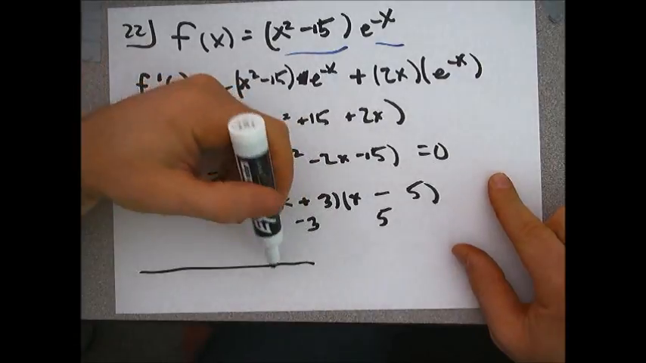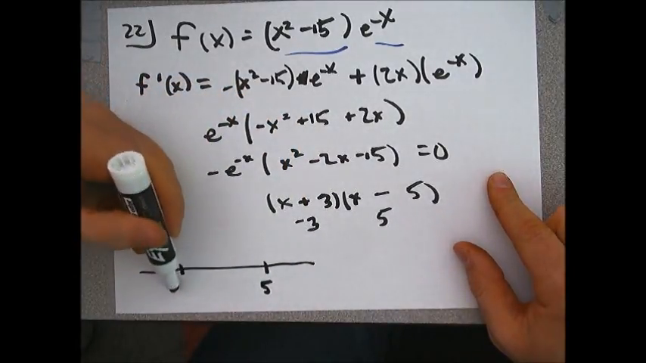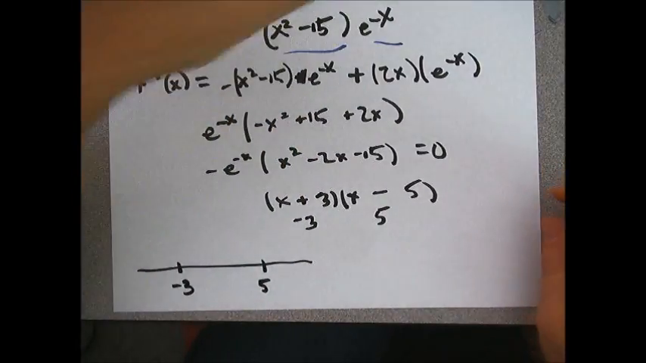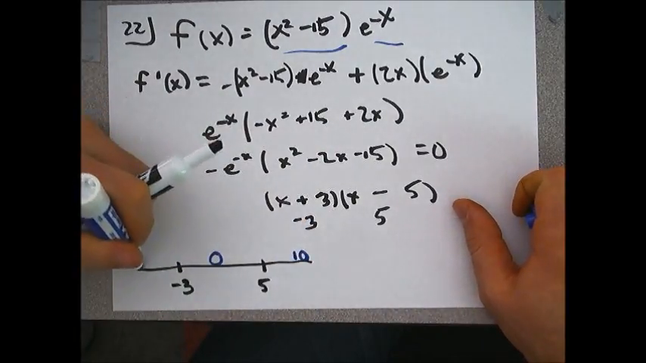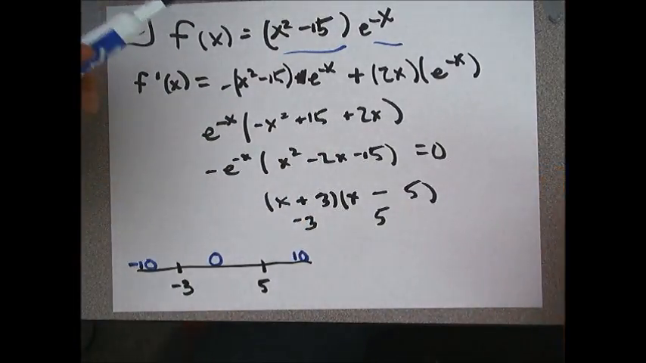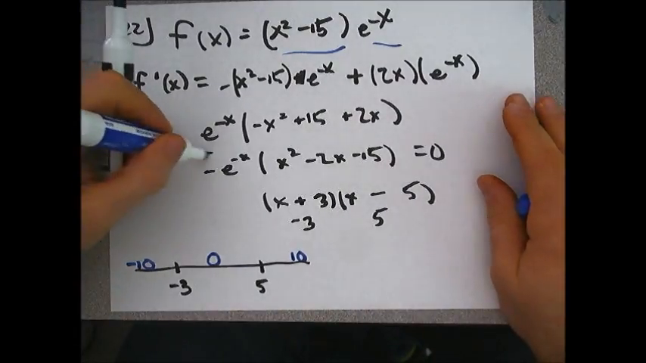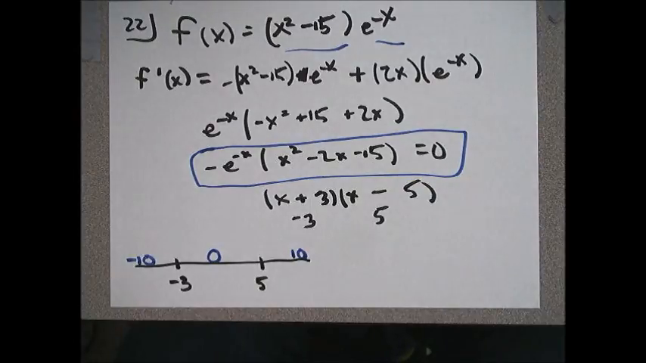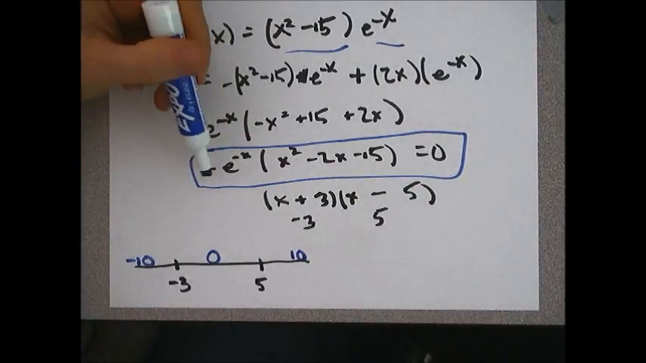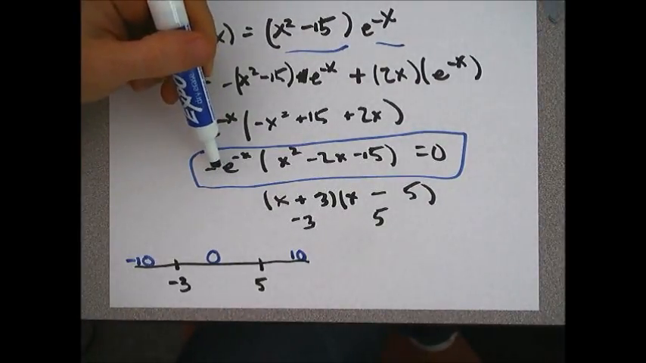Number line. 5, negative 3. So pick some numbers that fit. This would be 0, 10, negative 10. Okay, and we're going to plug these into our derivative. If I plug in 0, what do we end up with here?